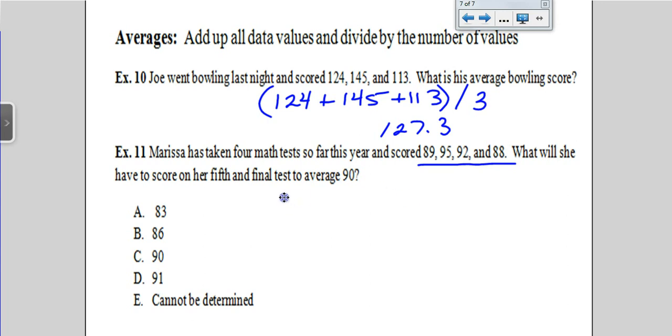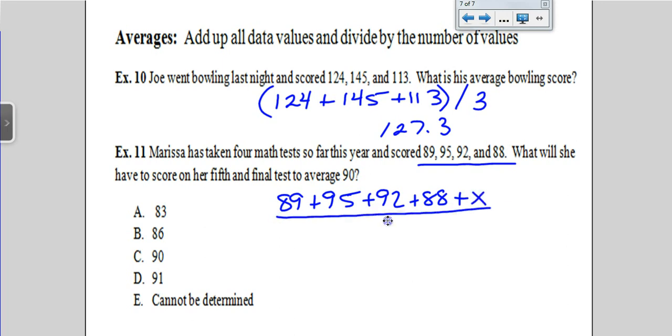And if I do that, let's see, I've got 89 plus 95 plus 92 plus 88. Uh-oh, that's only 4 tests. I don't know my 5th test, so in math, when I don't know something, I call it X. And then whatever that sum happens to be, I would divide it by 5, because I have 5 total tests at the end of this problem, and I want my average to come out to a 90.